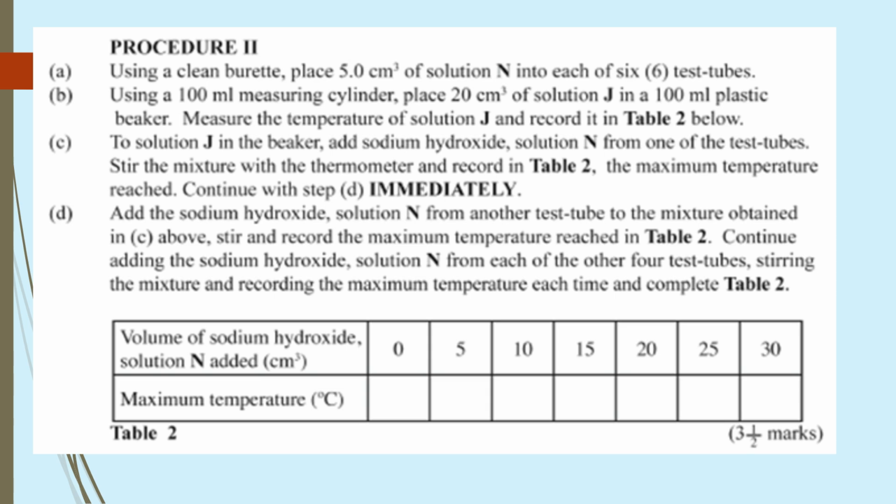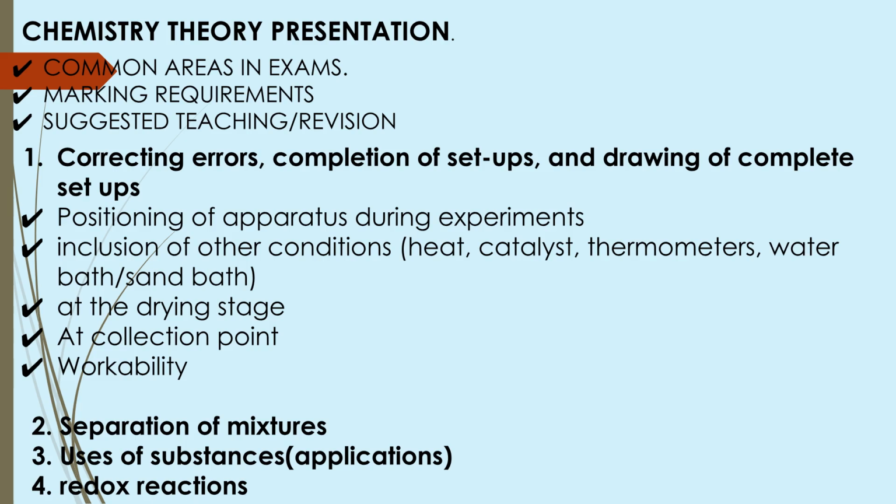This slide provides examples of the type of questions asked in the examination, focusing on calculations related to heat of reaction and volume determination. The image highlights calculations, including finding the mass of a substance, moles, heat change, and molar heat of displacement. Common areas in theory exams include correcting errors in setups, separation of mixtures, uses of substances, and redox reactions. Pay attention to marking requirements and suggested revision.